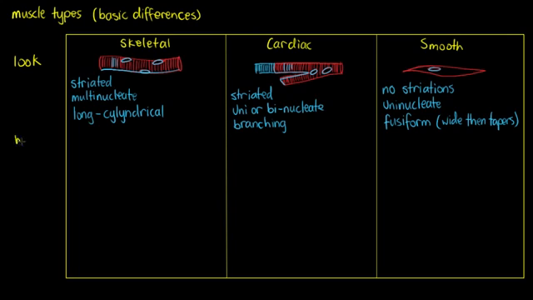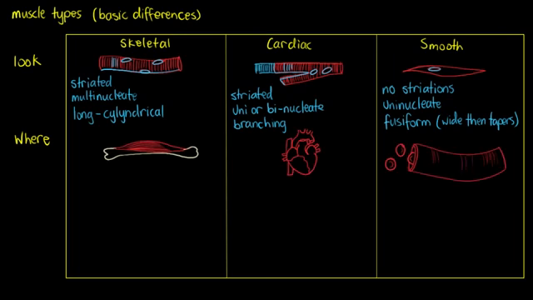So we've covered all of our basic differences now in how the cells look, but where are we going to find them? Now I've just got these few sketches up here to show you. We're going to find skeletal muscle attached to bone, so skeletal as in the skeleton. That's going to be acting on bone as levers. Cardiac muscle we're going to find within our heart, and smooth muscle we can find within our blood vessels.